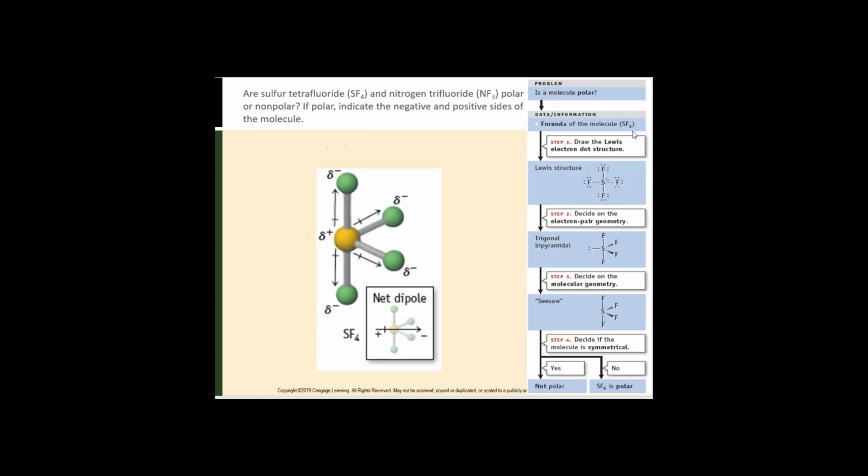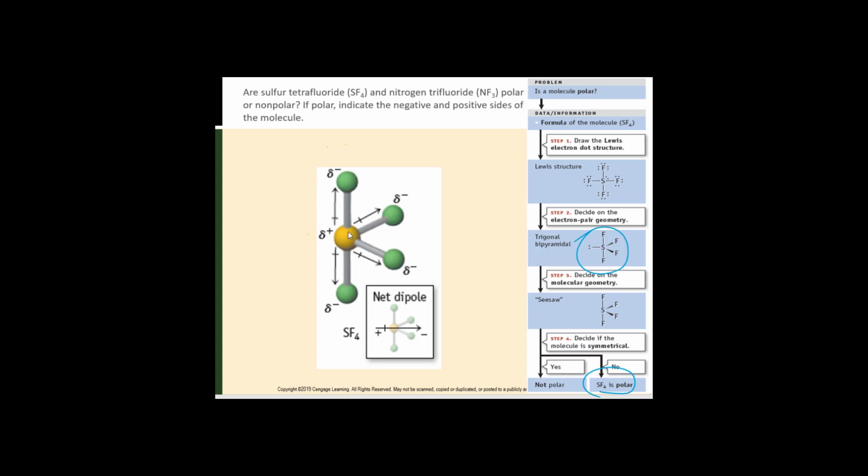All right, first let's look at SF4. If we drew the Lewis structure, again, we would look at sulfur, have our 4 fluorines, we've got a lone pair for sulfur. So this would be a trigonal bipyramidal because of those lone pairs. It's pushing all of our F's over here, which is a seesaw shape. So we need to then decide if the molecule is symmetrical. It is not, so it's got to be polar.